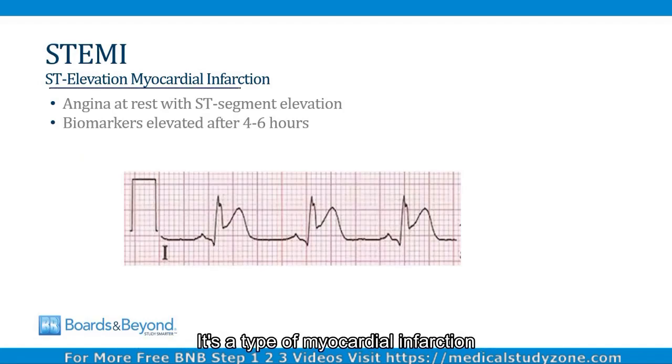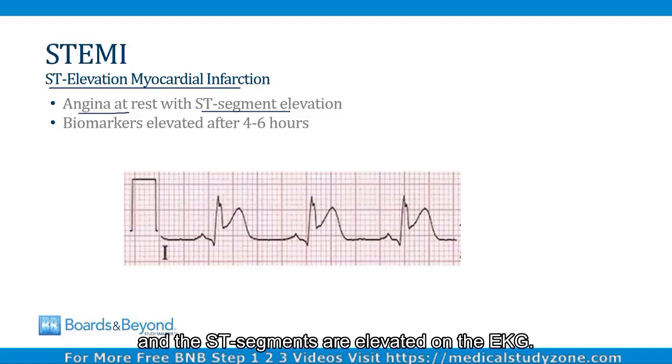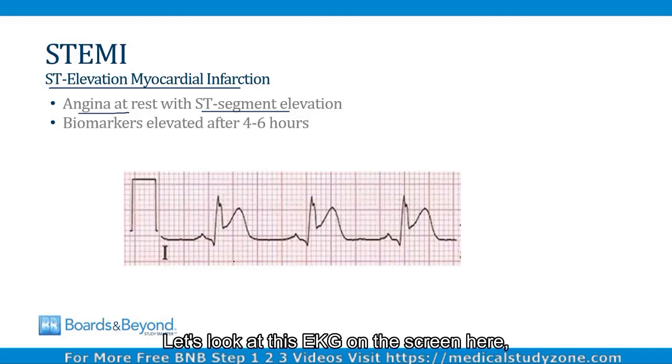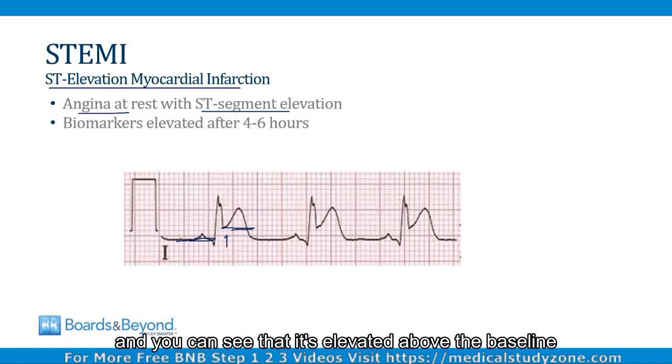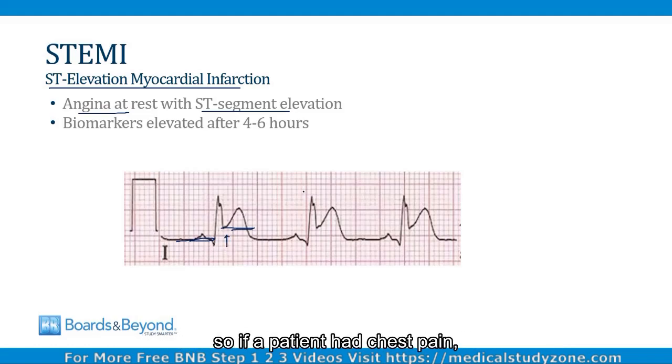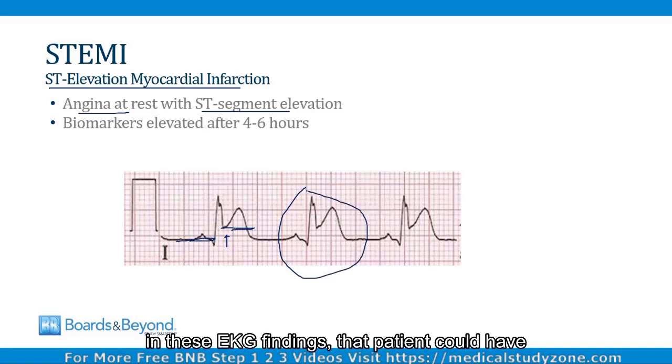It's a type of myocardial infarction where patients have angina at rest and the ST segments are elevated on the EKG. Let's look at this EKG on the screen here. This is the baseline where the P wave occurs, and this is the ST segment here after the QRS complex, and you can see that it's elevated above the baseline. So if a patient had chest pain and these EKG findings, that patient could have an ST elevation myocardial infarction.